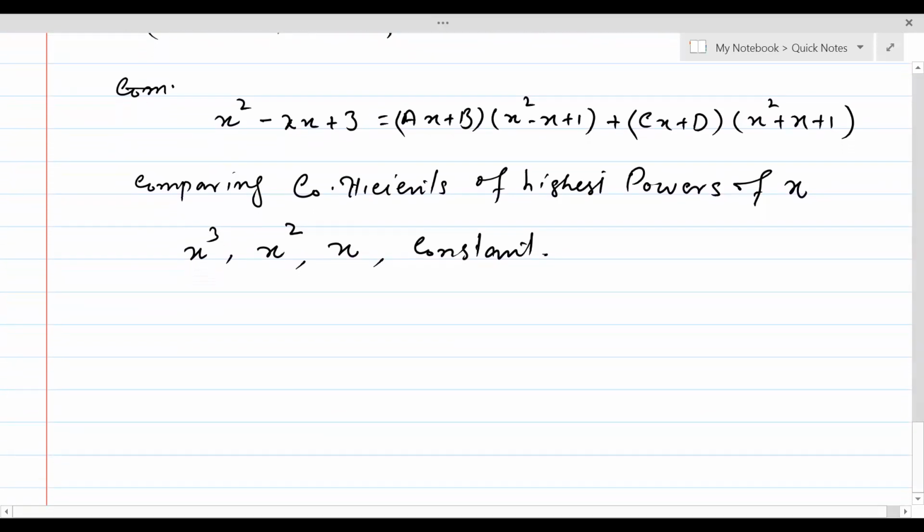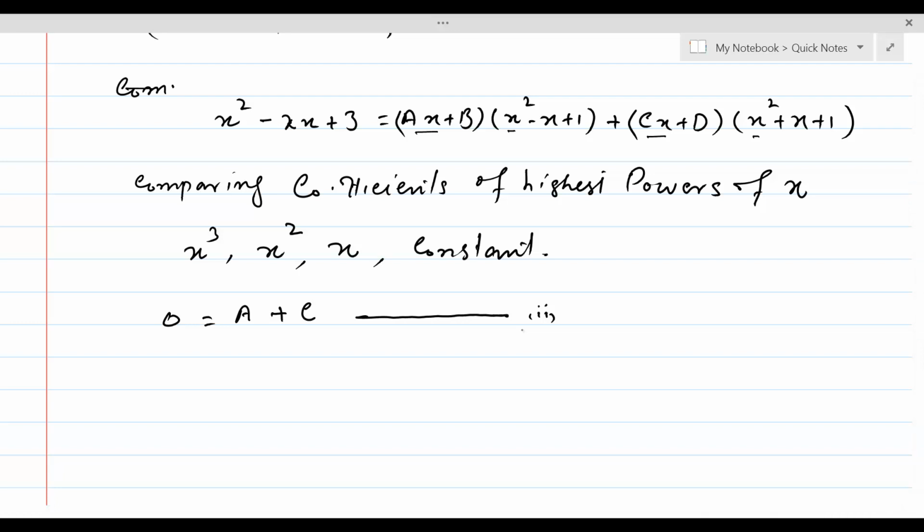And this way, if we compare coefficients of x cube on both sides, there is no x cube on left side, so 0 is equal to x cube can be obtained in the first term on right side by multiplying ax with x square. So that will give us ax cube. So the coefficient of x cube will be a. Similarly, when cx is multiplied with x square, we get x cube, and the coefficient there is c. So this is equation number 1, a plus c equals 0. We already have named some equation 1.